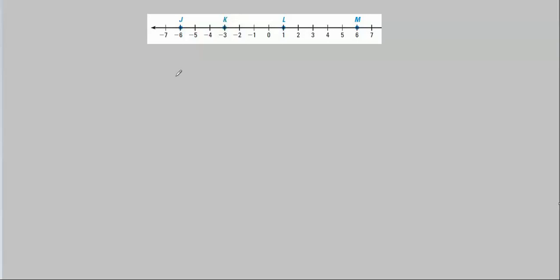In this case, say we want the distance from J to K. Well, we have minus 3 minus a minus 6. And that, of course, is minus 3 plus 6, which equals 3. Very simple. What about from K to M? Well, same thing. 6 minus a minus 3. Why am I bothering to go through all this when you certainly know how to do it?